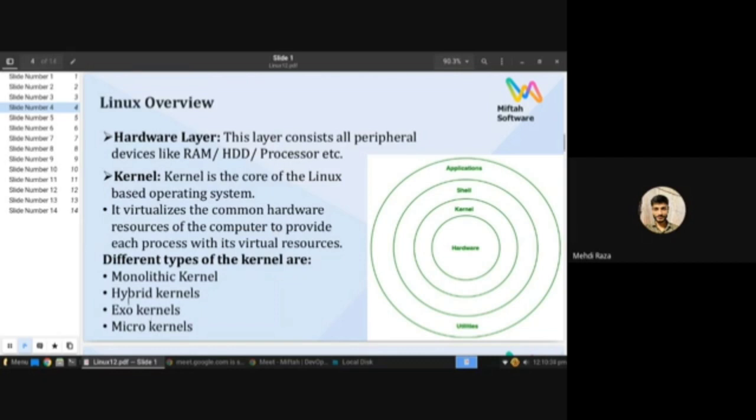But as you can see over here, we have a hybrid kernel. What is a hybrid kernel? It is a mixture of both monolithic and microkernels. But what we can say is that a hybrid kernel is similar to the monolithic kernel, but it has some differences in the types of kernel differences. We also have the exokernels, which are very lightweight, we can say. And they also have a high level of hardware abstraction.